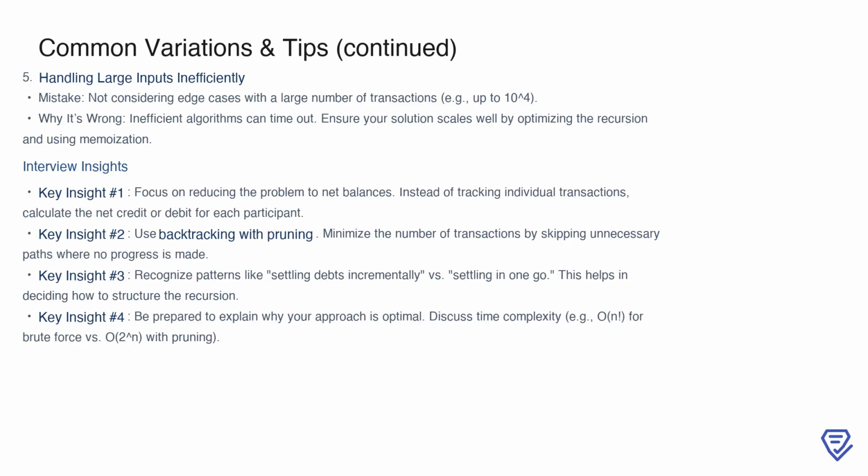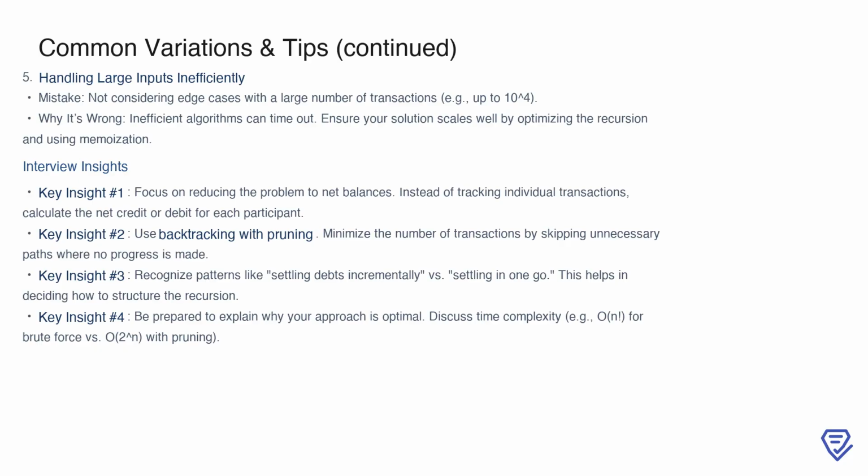Now, let's focus on some key insights for interviews. A critical strategy is to reduce the problem to net balances. Instead of tracking each transaction individually, calculate the net credit or debit for each person. This simplifies the problem significantly. Additionally, leverage backtracking with pruning to minimize the number of transactions. By skipping unnecessary paths, you can focus only on meaningful progress.